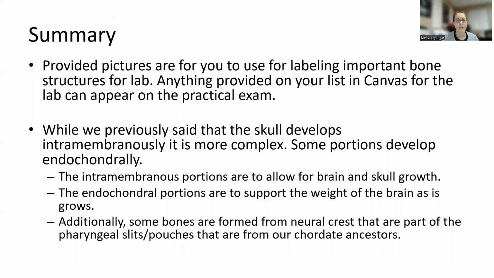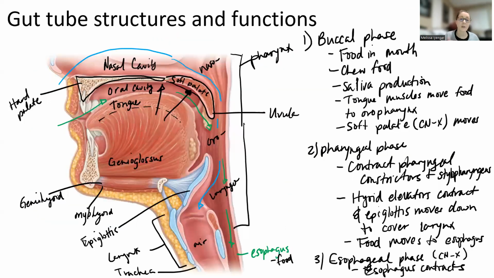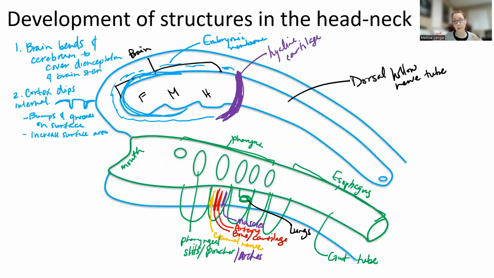In summary, you should know there are 2 great tubes in the body in general. You're going to have the dorsal hollow nerve tube and the gut tube. You want to understand that the dorsal hollow nerve tube is in the back, the gut tube is in the front, and that the respiratory system is going to be budding off of the gut tube, which means it's more ventrally situated.